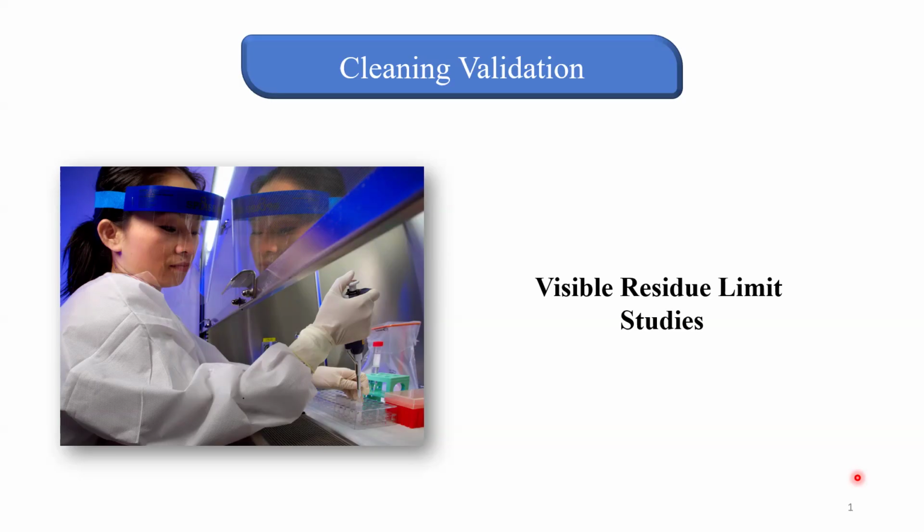These studies are important because visual inspection is a mandatory GMP requirement, and it is also the fastest and most economical way to identify cleaning failures. If residue is visible, it clearly indicates that cleaning is not effective and there is no need to proceed further with analytical testing. So in this class, we will understand what VRL is, why it is important, how VRL studies are performed, and how they support cleaning validation as a supplementary acceptance criteria.